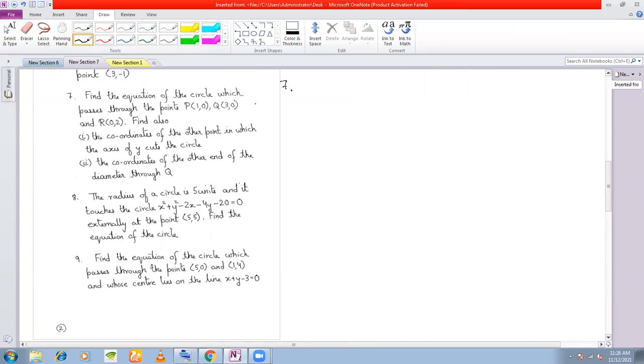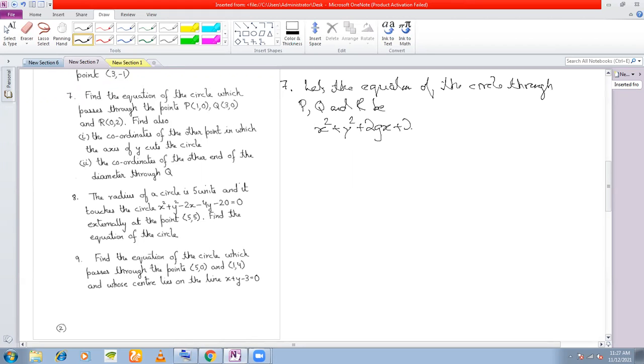3 points minimum. At a minimum, you need 3 points to draw a circle. So if you get this kind of a question, this is the way you are going to attempt. You'll start by saying, let the equation of the circle through P, Q, and R be x square plus y square plus 2gx plus 2fy plus c is equal to 0. Let us call this 1.